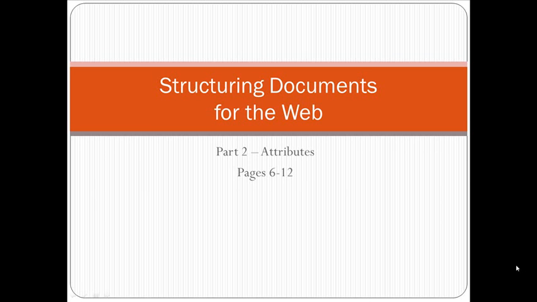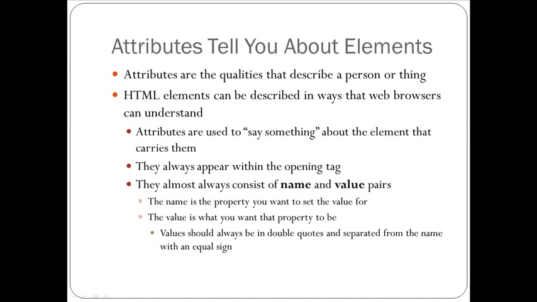Okay, in this particular video, we're going to talk about attributes, which you will find on pages 6 to 12. And attributes are just the qualities that describe a person or thing. You have a cell phone. It has a color. So the color would be the attribute, and the color might be white or red or blue, whatever you happen to have. So it's kind of like a property. Actually, it's exactly like a property, only we're going to refer to them as attributes in here.